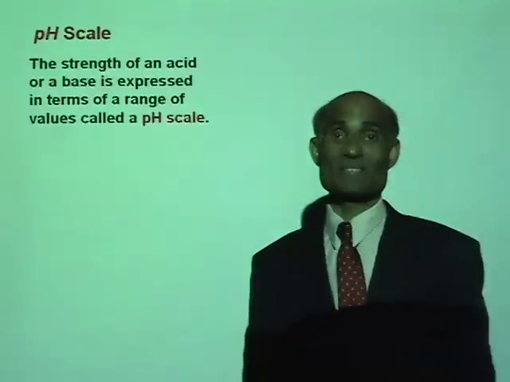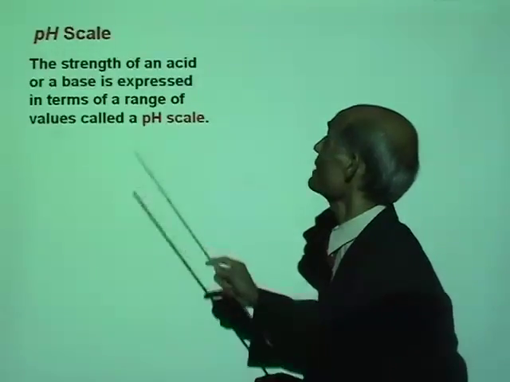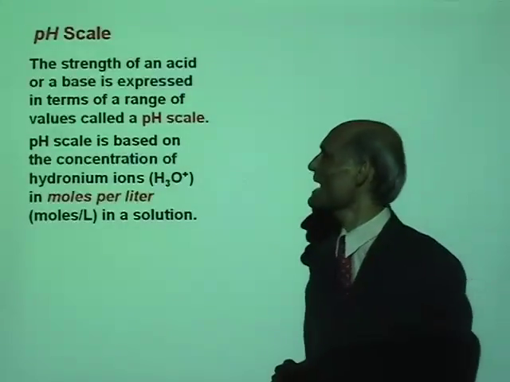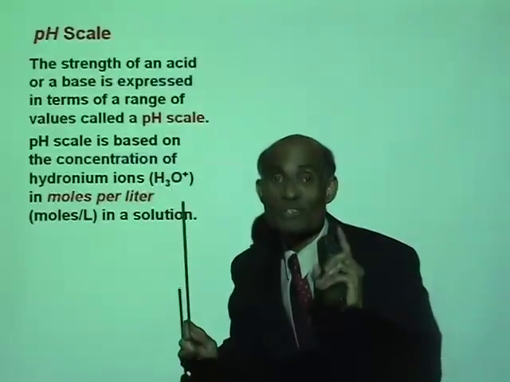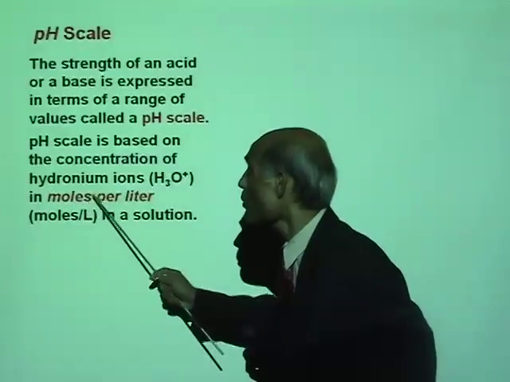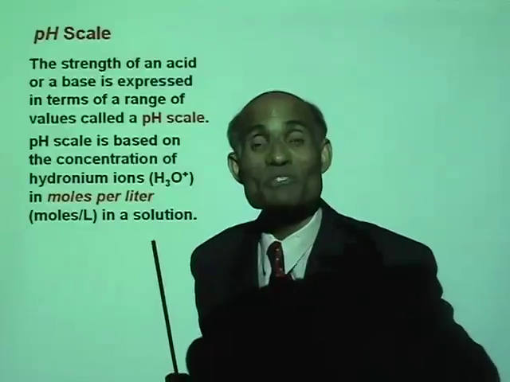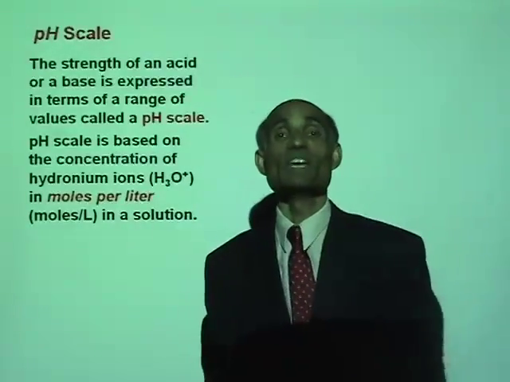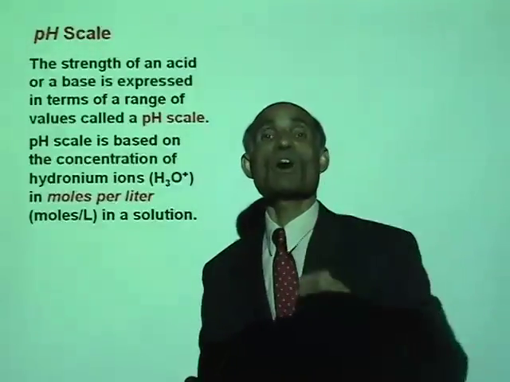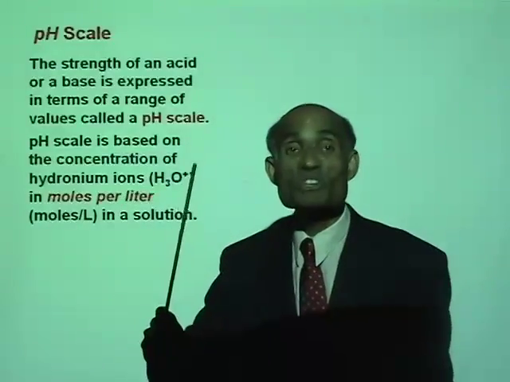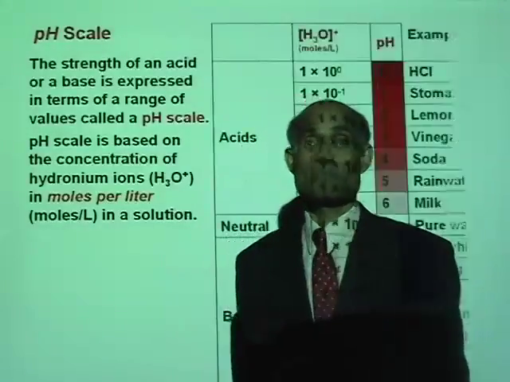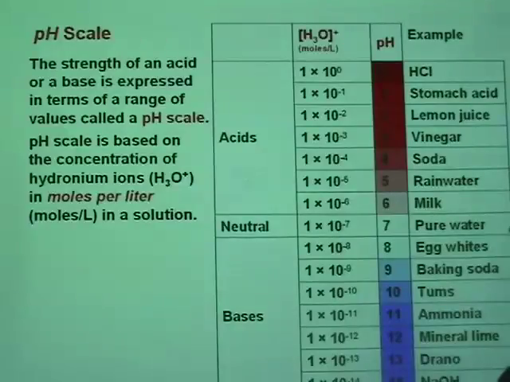So the pH scale is used to determine the strength of an acid or a base. The strength of an acid or a base is expressed in terms of a range of values called a pH scale. Now, what is a pH scale? A pH scale is based on the concentration of hydronium ions in moles per liter. You see, pH is actually a measure of concentration. Concentration of what? Of hydronium ions per liter in a solution. It is the hydronium ions that determine the acidity of a solution. So once again, a pH scale is based on the concentration of hydronium ions in moles per liter in a solution.